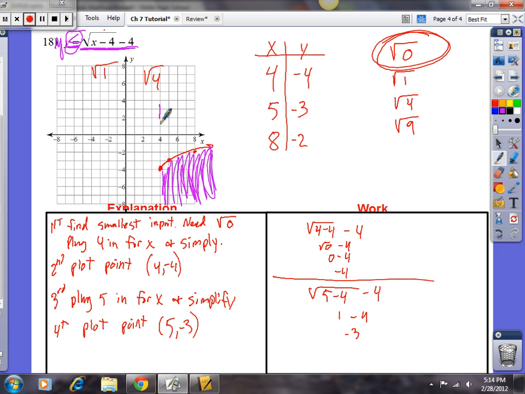But it's super important. You cannot go to the left of your vertex, because to the left of that point represents imaginary numbers. So anything less than is going to be under. Anything greater than is going to be above. And that sums it up. That's about it.